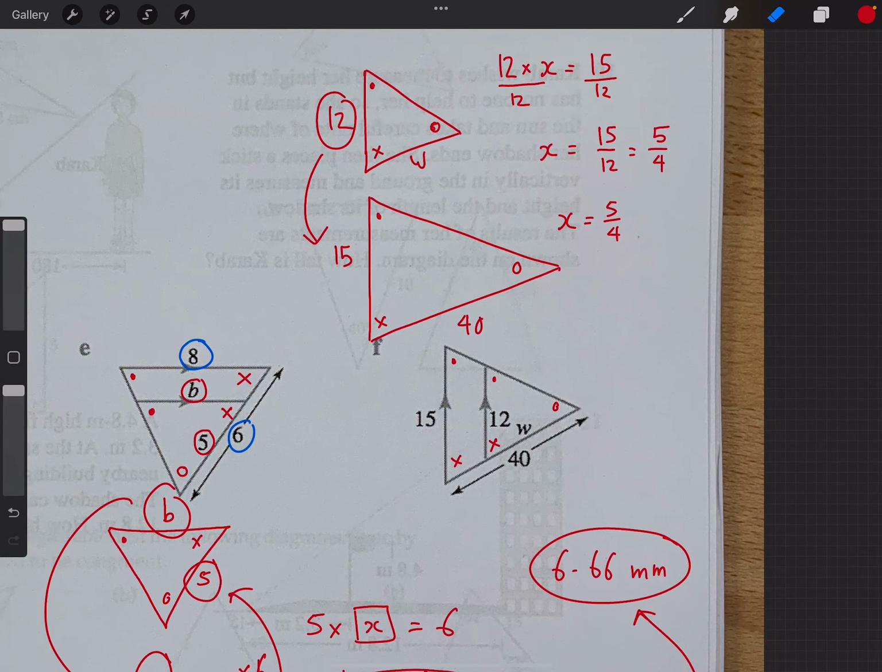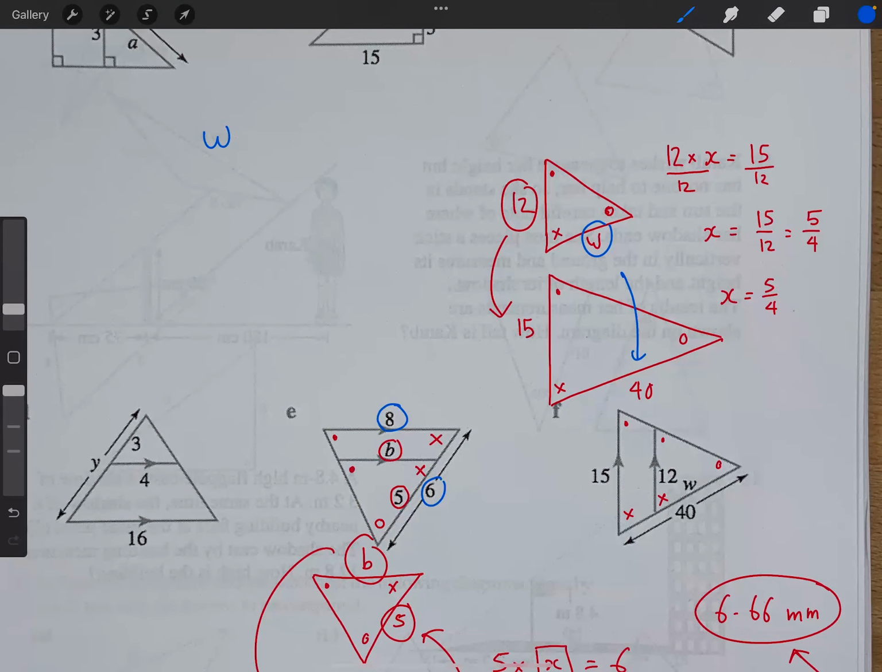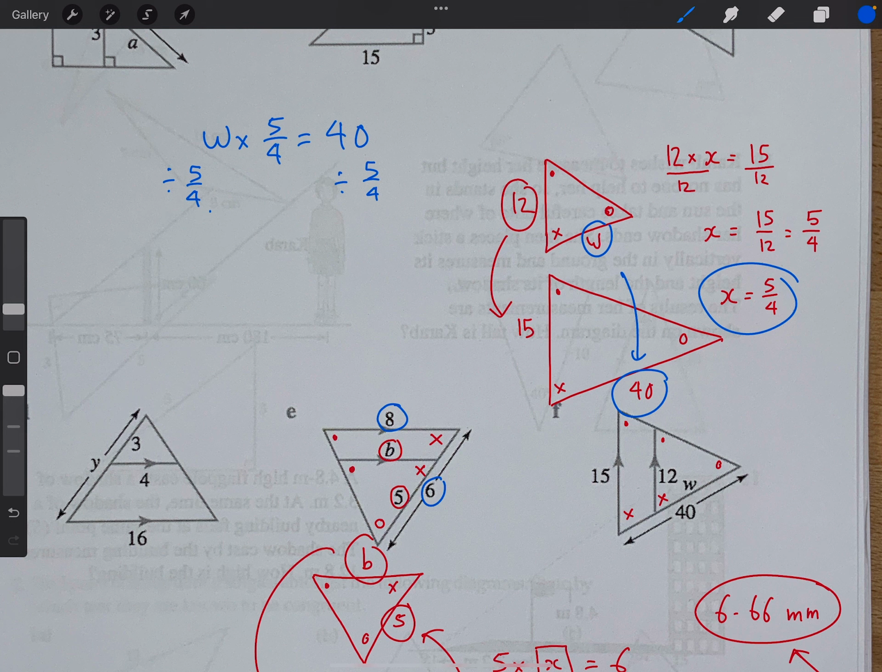Okay, now we want to know from W to 40. What number must W be? Well, let's do the equation. W times the enlargement factor, which is 5 on 4, and that'll give us the number there, which is 40. So how do we get the value of W? Well, we divide both sides by 5 on 4. Or if you want to use a calculator, just divide both sides by 1.25. Anyway, I'm going to use no calculator.